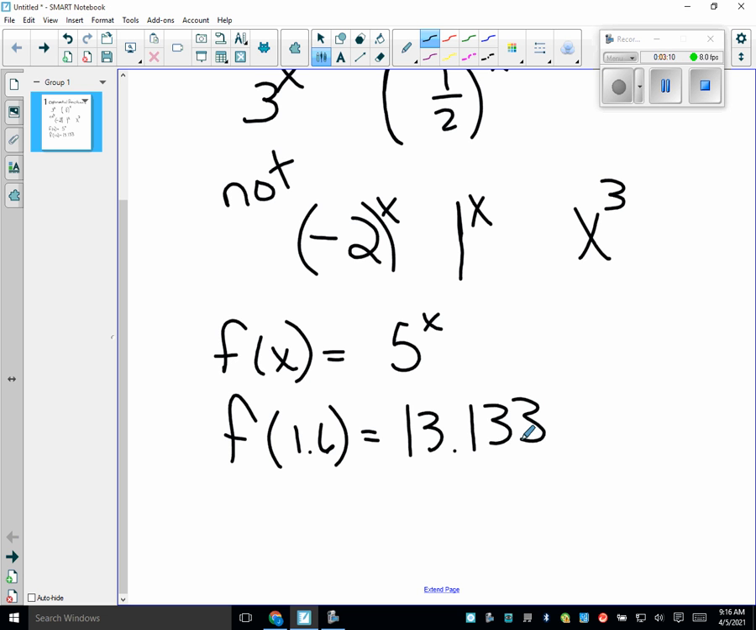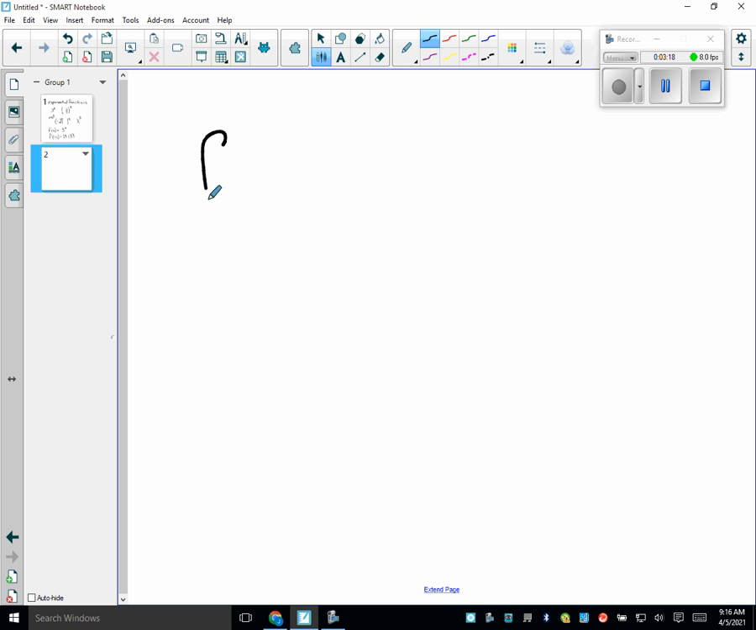Now, we're still doing exponential functions, but we're going to switch to a new kind. And our new kind is when it looks like this. That says e to the x. E cannot be capital. It is a little letter. E is called a natural exponential function. It is a letter that represents a number.